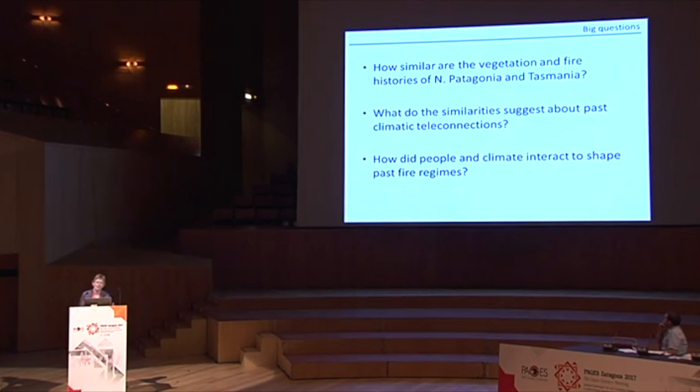So the questions for us have been, how similar are the vegetation and fire histories of northern Patagonia and Tasmania? And then what do these similarities suggest about past climate connections? And then always the outstanding question is, how did people and climate interact to shape past fire regimes?